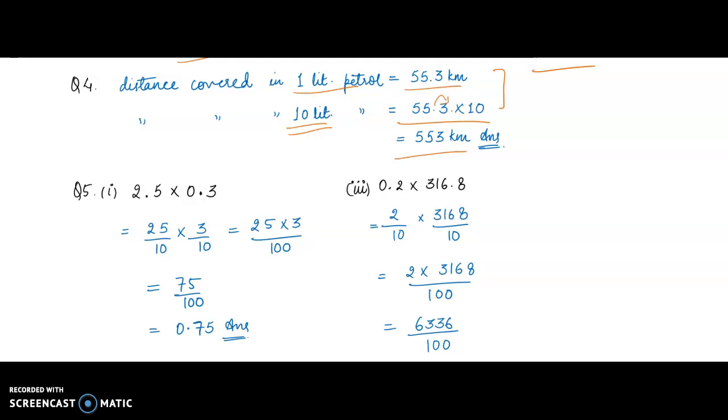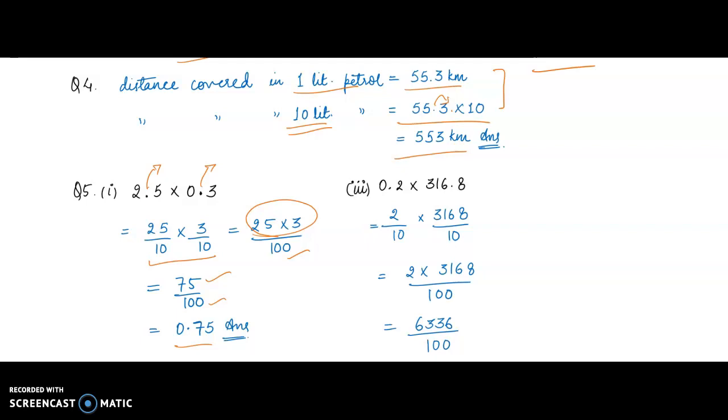Now question number 5 is again finding the product of two decimals. For this, as we did in question number 1, we'll do the same. Here I'll remove this decimal, and I can write them into fractions and then simply multiply the numerators. And you know, in the denominator 10 multiplied by 10 becomes 100. So 25 multiplied by 3 is 75 upon 100, and counting the decimal places, I can put the decimal and the answer is 0.75.